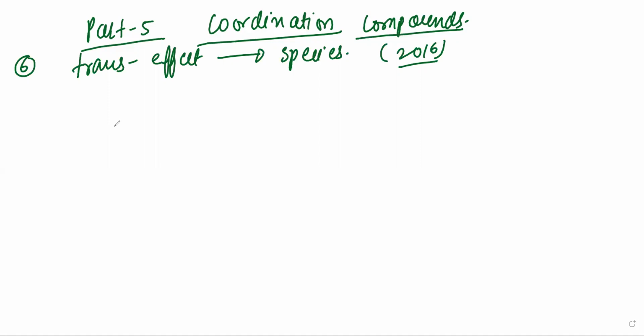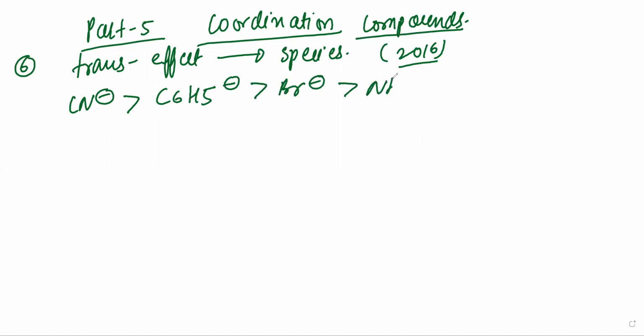The intensity of trans effect is measured by the increase in the rate of substitution of trans ligands. So it follows this order. I will write the order of trans effect. It will be cyanide minus greater. It is the species with the greatest trans effect. Then it comes C5H5N, then comes Br minus, then comes NH3.